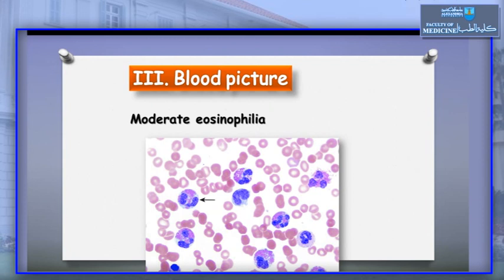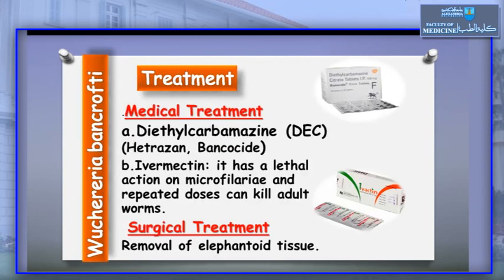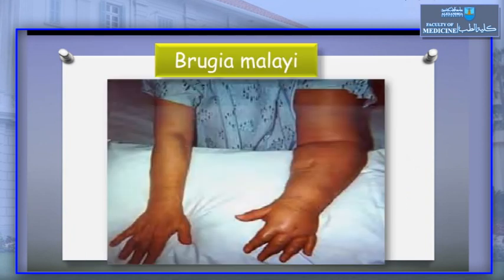If we perform a blood picture for a patient with Wuchereria, usually we find moderate eosinophilia. How to treat a patient with Wuchereria bancrofti? If the patient is still early in the acute stage, we can give medical treatment. The most famous one is Hetrazan or diethylcarbamazine, or even ivermectin, which is lethal to microfilaria, and if repeated, it can even kill adult worms. But if the case is complicated or late, we revert to removal of elephantoid tissue by surgery.